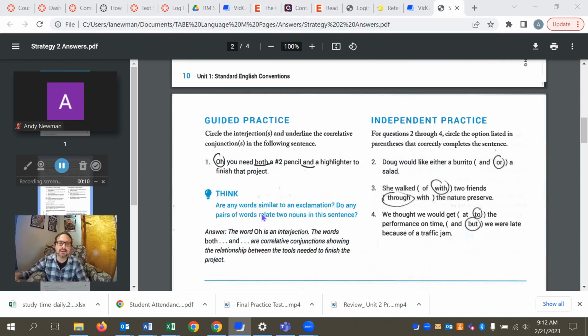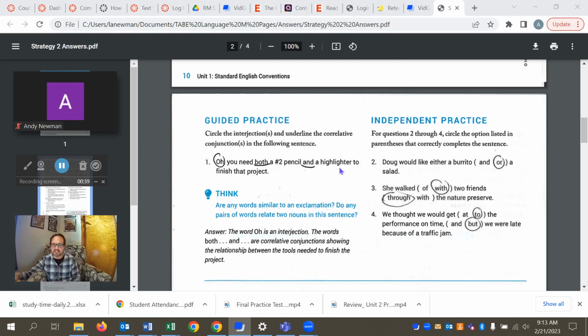Okay, so for number 1 in guided practice, we're asked to circle the interjections and underline the correlative conjunctions in the following sentence. So our interjection is "O" right here. And then our pair of correlative conjunctions is "both... and." Remember, you can't split those up. We couldn't have "both... nor" or "both... but." It wouldn't make any sense at all. So we keep the pair of correlative conjunctions together in this case.